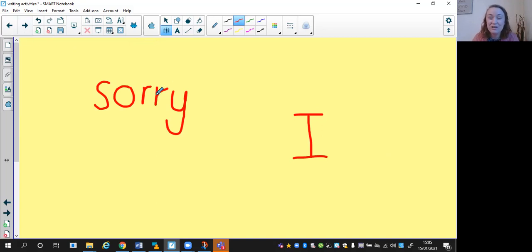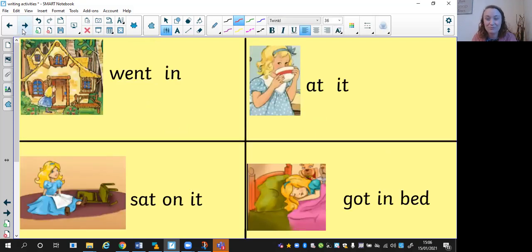Right then, shall we use these tricky words to make some sentences? Let's give it a go. Let's use that sentence starter, sorry, I, and let's add it to what we've got here. Sorry, I went in. Perfect. I'm going to say that sentence again. Sorry, I went in. Sorry, I went in.